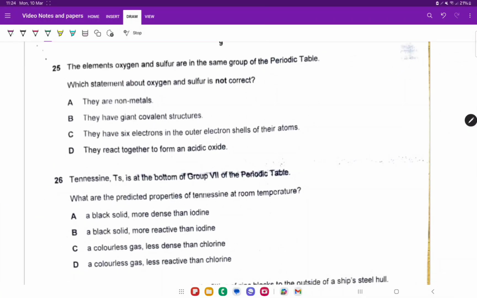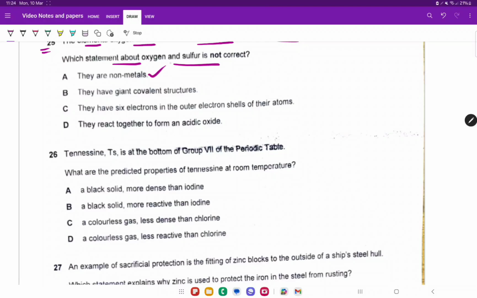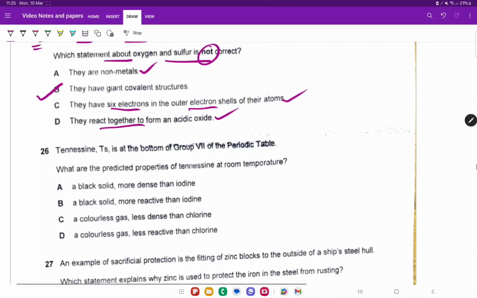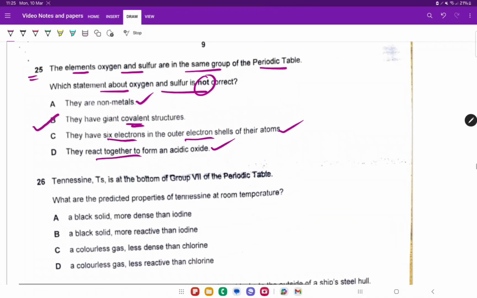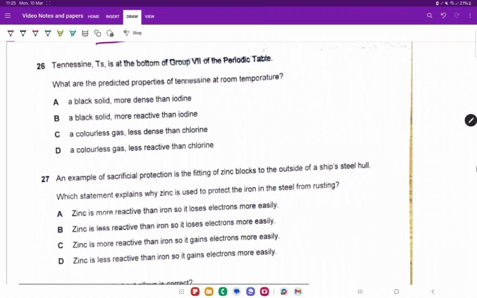Question 25, the elements oxygen and sulfur are in the same group. Which statement about oxygen and sulfur is not correct? They are non-metals, it's correct. They have a giant covalent structure, no. They have a simple molecular structure, so B is not correct. They have 6 electrons in the outermost shell, correct. They react together to form an acidic oxide, correct. Answer is B. They don't have a giant covalent structure, they have a simple molecular structure.